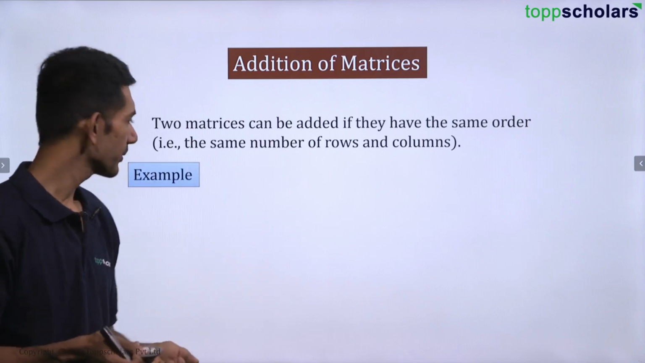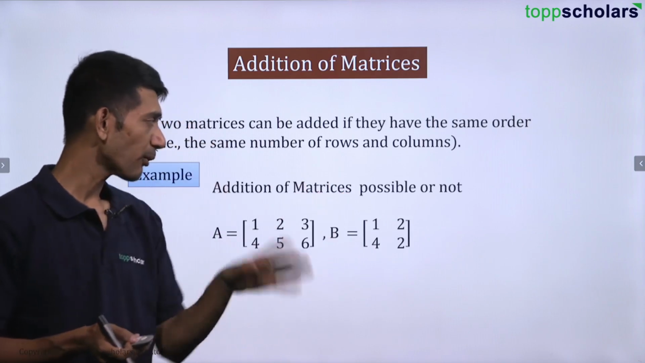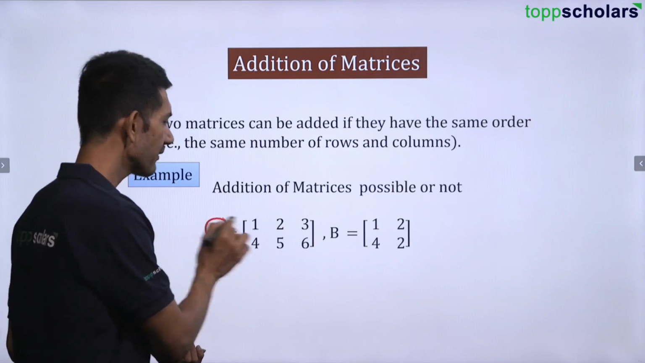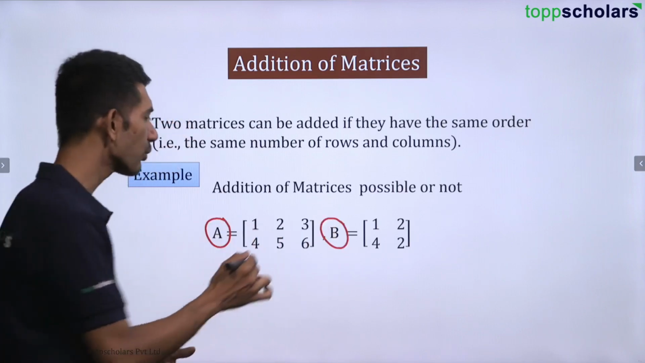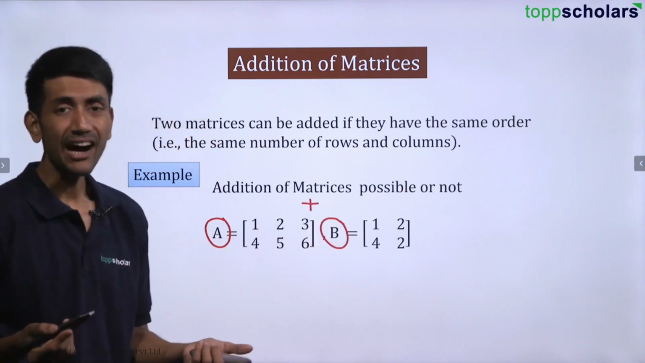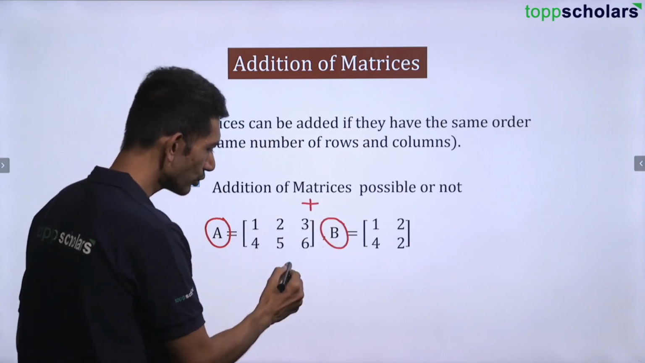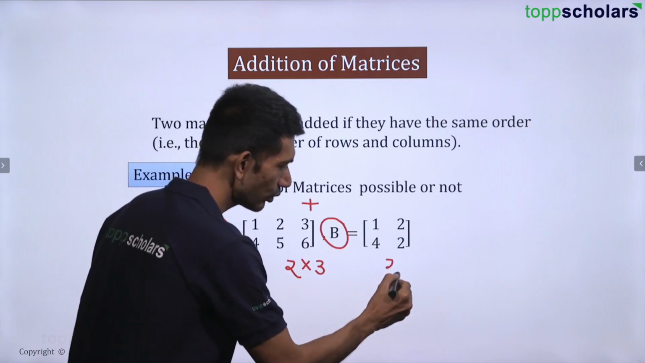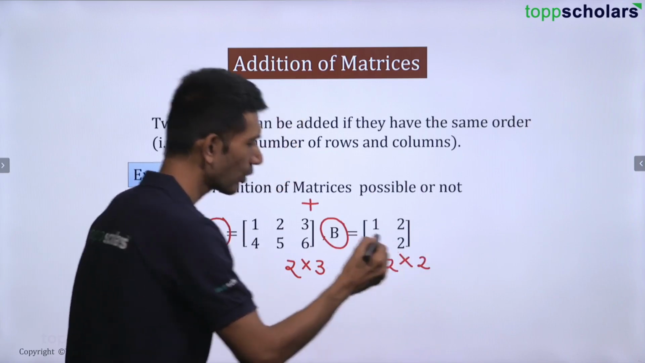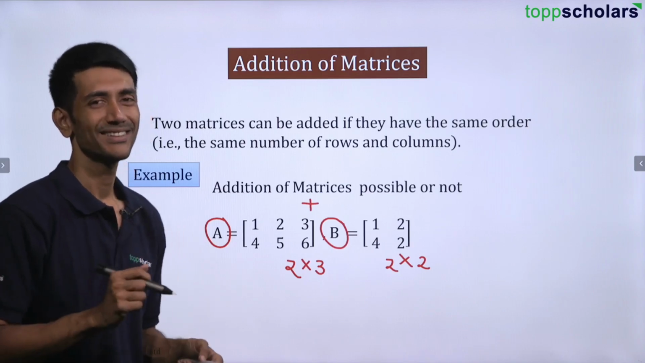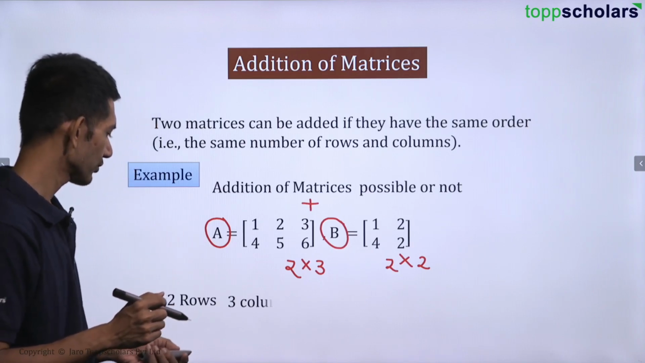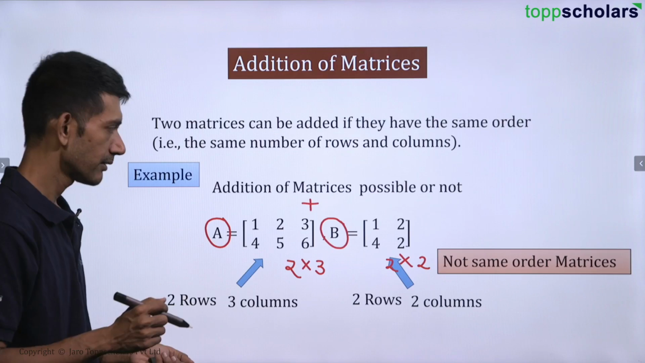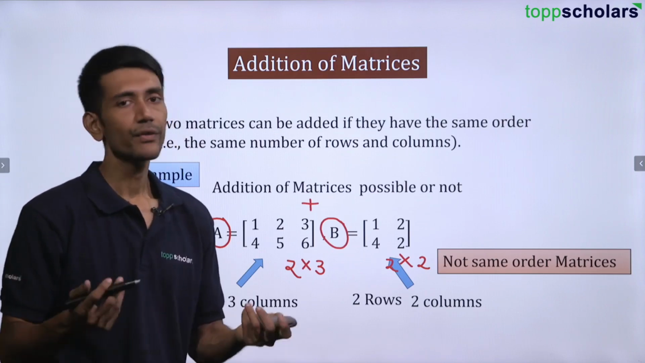That is the meaning of order, right? So addition of matrices is not possible when the order is different. Suppose I have a matrix A and a matrix B, and I am willing to add both of them, but I can't, because here there are 2 rows and 3 columns, and here there are 2 rows and 2 columns. So the addition is not possible. Alright. So 2 rows, 3 columns, 2 rows, 2 columns. Yes. Not the same order. So we cannot add them.